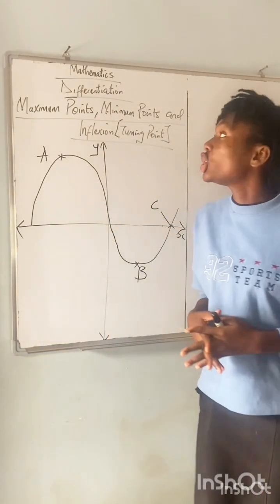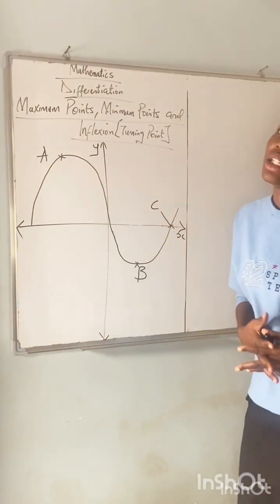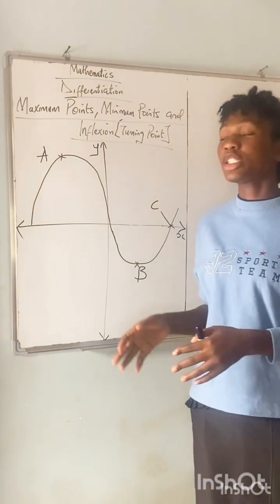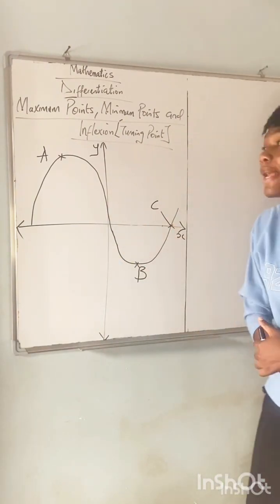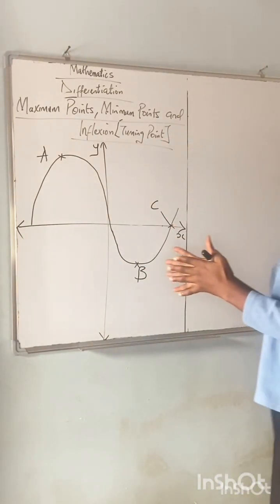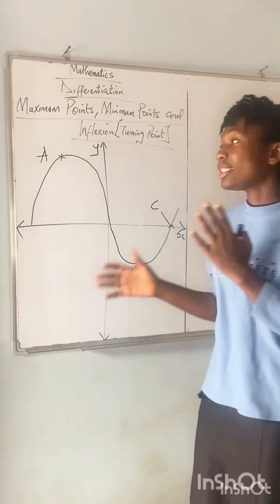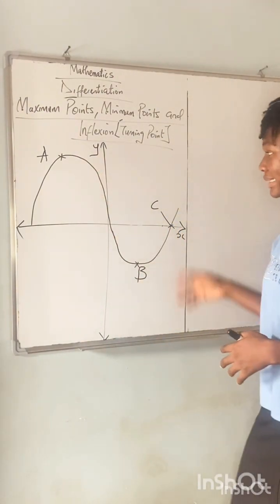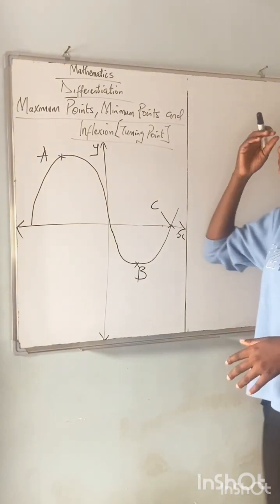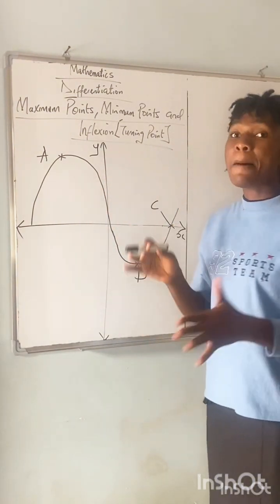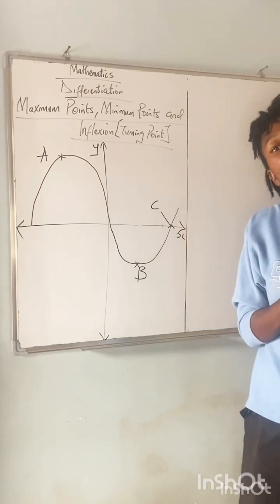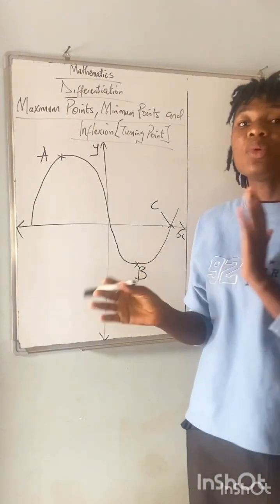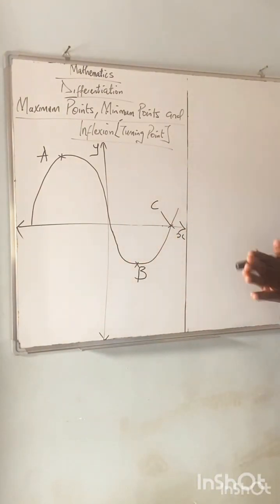Today we are going to be looking at the maximum point, minimum point, and the inflection or turning point. There's a sketch or graph on the board where we have our points A, B, and C. I'm going to identify on this graph our maximum point, minimum point, and inflection point, and also how we can solve to find these various points.